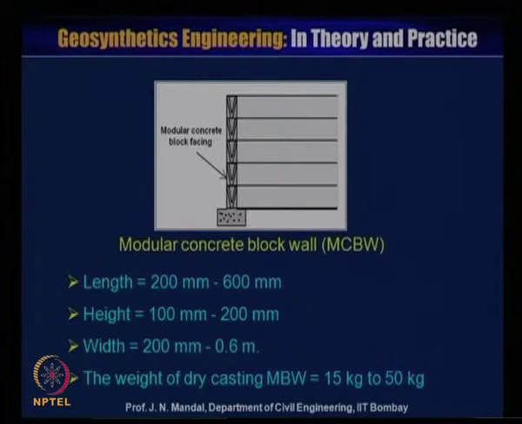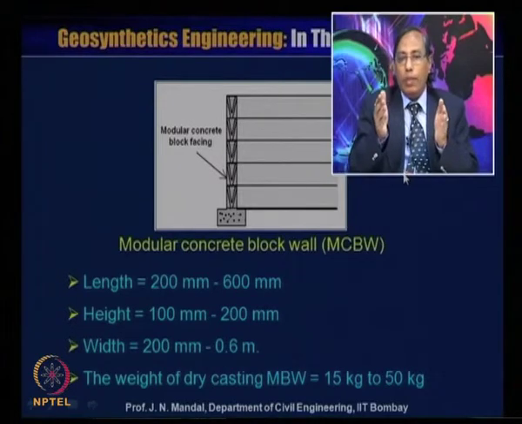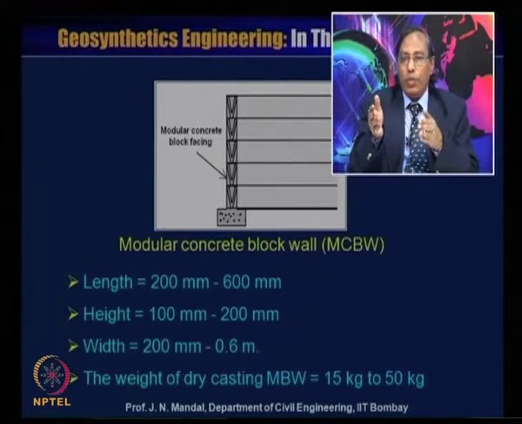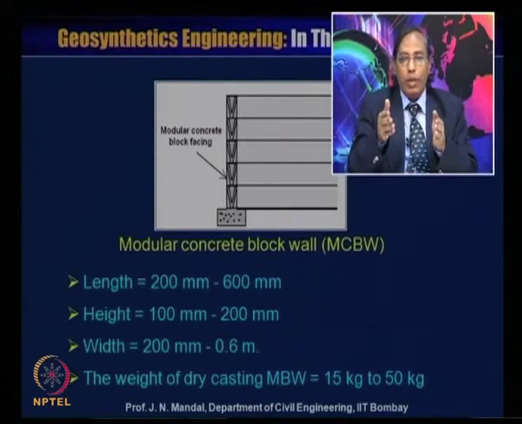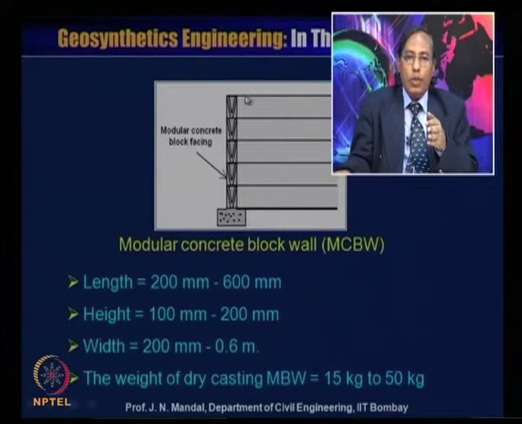Now the modular concrete block wall. So this is the modular concrete wall facing, and this is the number of layers of the reinforcement material. This block has a length of about 200 millimeter to 600 millimeter, and height about 100 millimeter to 200 millimeter, width 200 millimeter to 0.6 millimeter, and the weight of the die cast modular block is 15 kg to 50 kg. So this is the kind of modular concrete block.